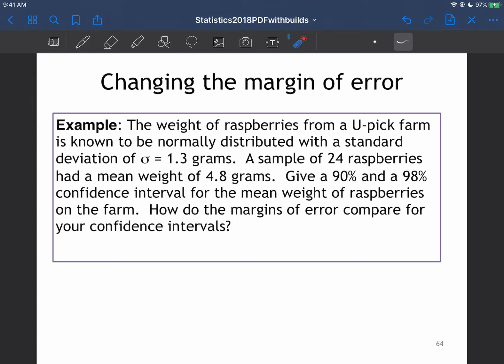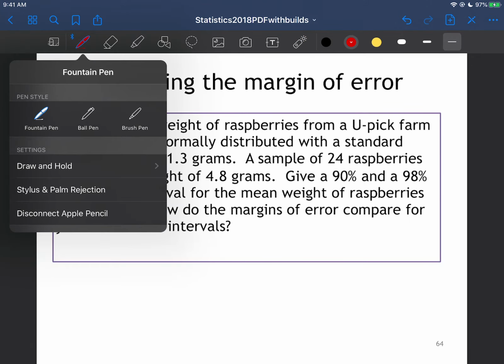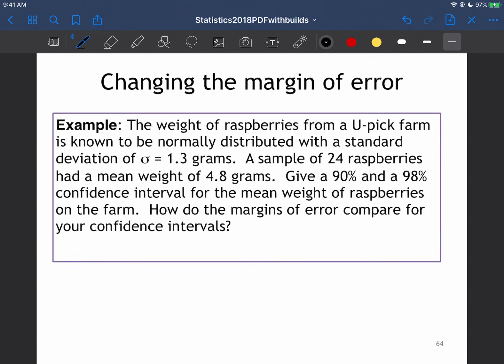Okay, so let's start with the 90% confidence interval. So again, my formula I'm going to write here, x bar plus or minus z star times sigma over the square root of n. So what do I know? I have x bar is the mean weight, 4.8. I know sigma is 1.3, and I know n is 24. There were 24 raspberries.